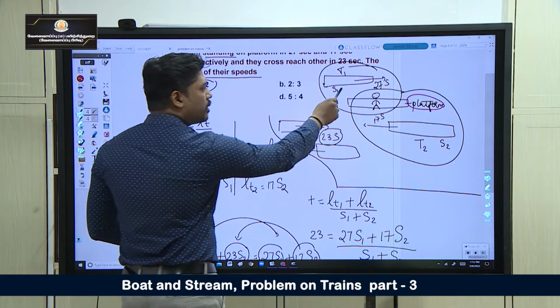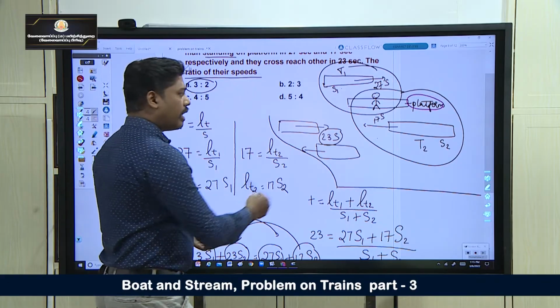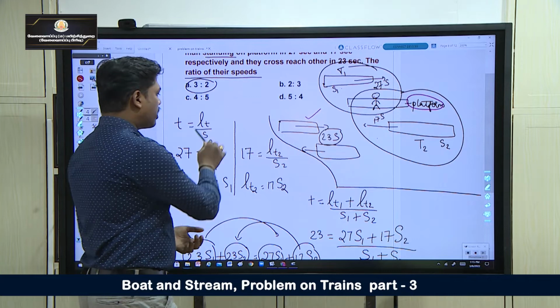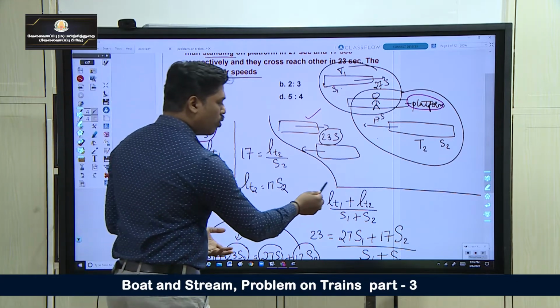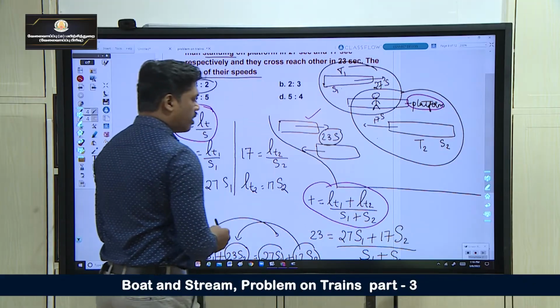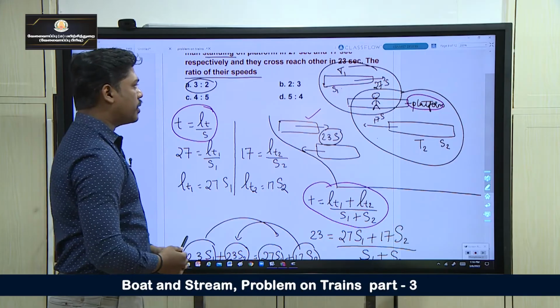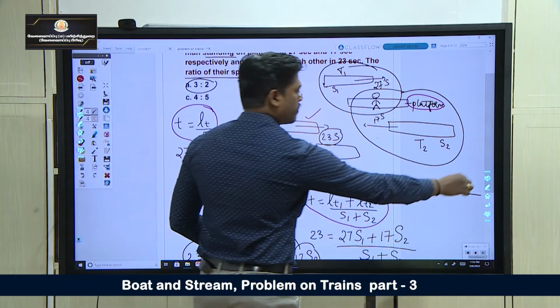These two are coming under stationary point, and this part is coming under moving length. So look at the formula for stationary point here, and this is for moving length. And then just substitute the values. You will be getting the ratio of speed 1 and speed 2, of the two trains.